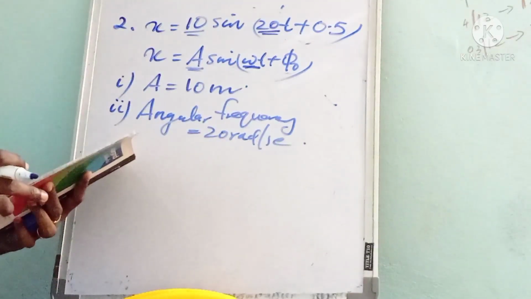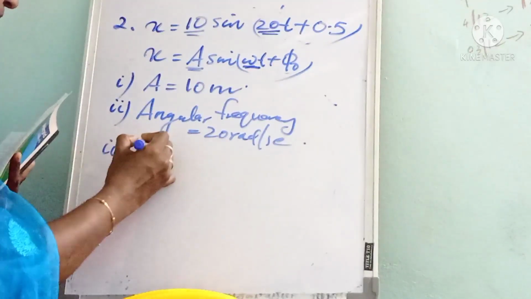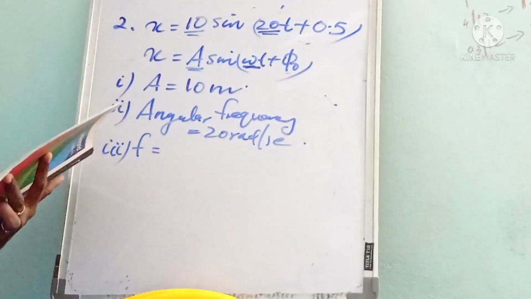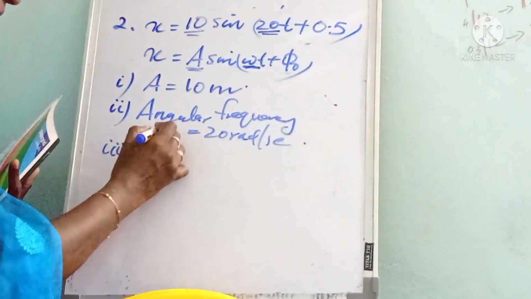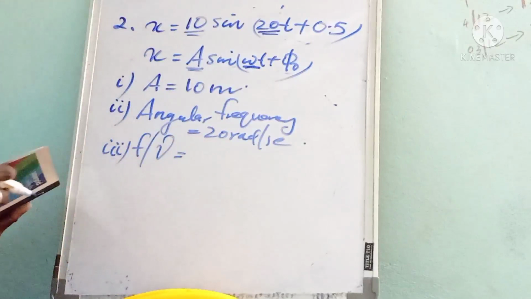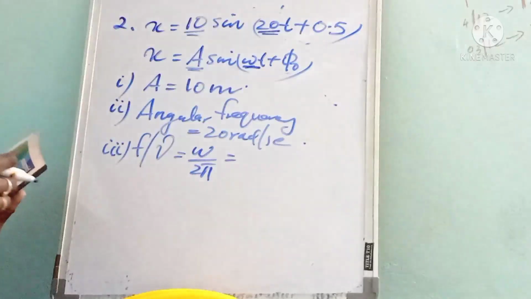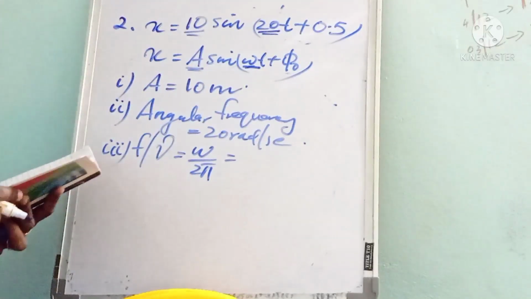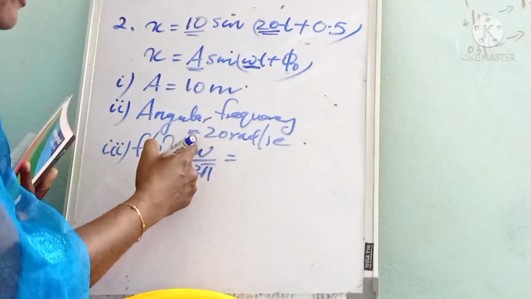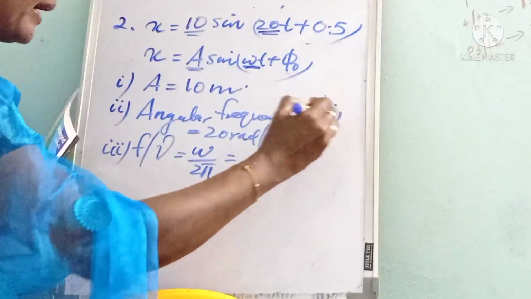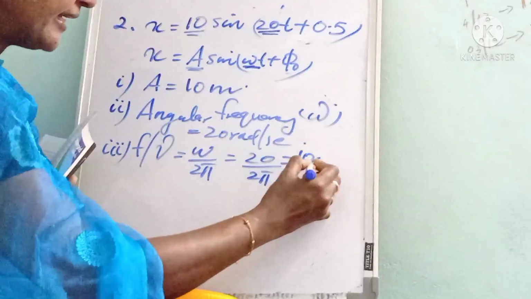Next, we have to calculate the frequency. Frequency nu is equal to omega divided by 2 pi. Omega is the angular frequency, which is 20, divided by 2 pi. That is actually 10 by pi.